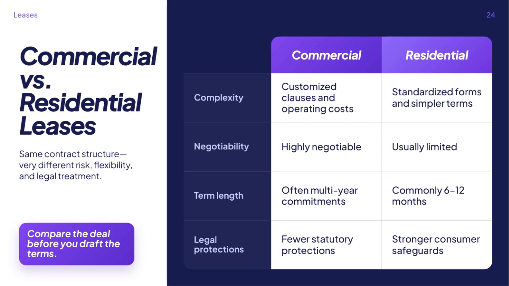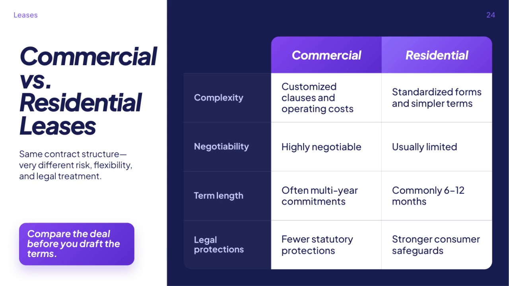These leases usually involve multi-year commitments, which means a longer-term relationship between landlord and tenant. However, legal protections for commercial leases are generally fewer, placing more responsibility on the parties to negotiate fair terms. On the other hand, residential leases are more standardized, with simpler terms designed to protect the tenant as a consumer. These leases typically last between 6 to 12 months and come with stronger statutory safeguards, ensuring tenants have certain rights and protections under the law. Negotiability is usually limited here, as the forms are mostly preset to maintain fairness and transparency.